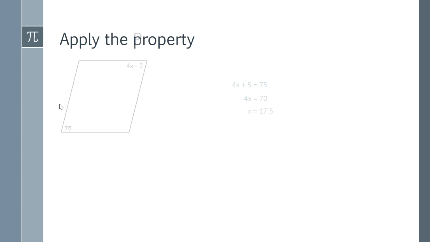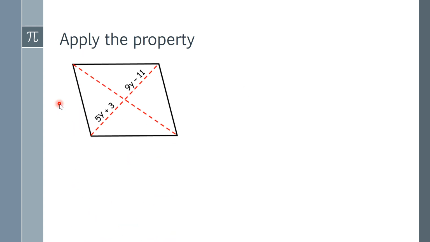And then the last property, well, we've got diagonals bisecting each other. So here we have both of our diagonals. That's just to show that they do bisect each other. So what am I going to do to figure out y here? Well, again, I'm going to let this equal that. So I'm going to set up that equation.